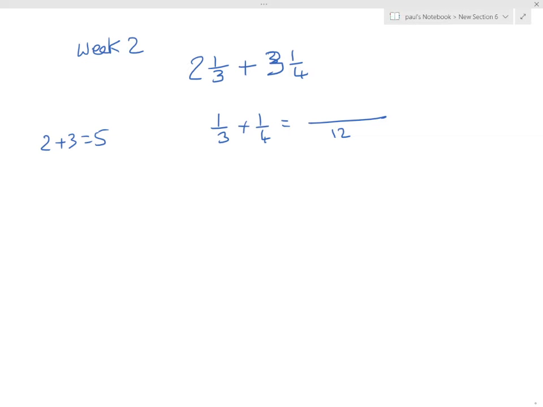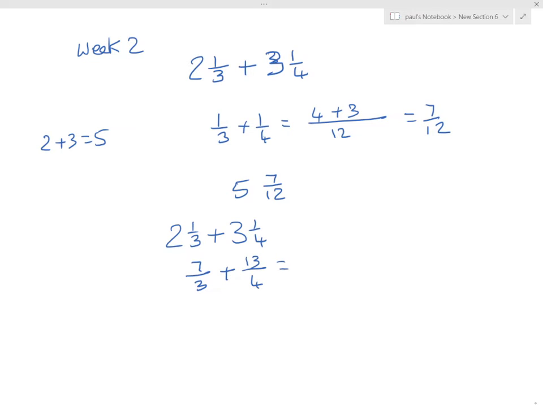Then we cross multiply. 4 times 1 is 4. 3 times 1 is 3. So that equals 7 twelfths. So we put the 2 together, 5 and 7 twelfths. Now the other way of doing this was 2 and a third plus 3 and a quarter. Turn them into top heavy. So 3 times 2 is 6 plus 1 is 7 over 3, plus 3 fours are 12 plus 1 is 13 over 4. And then we do the same as we did above.